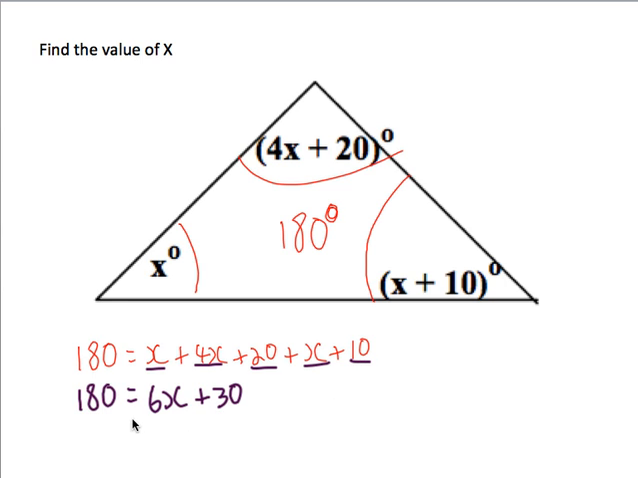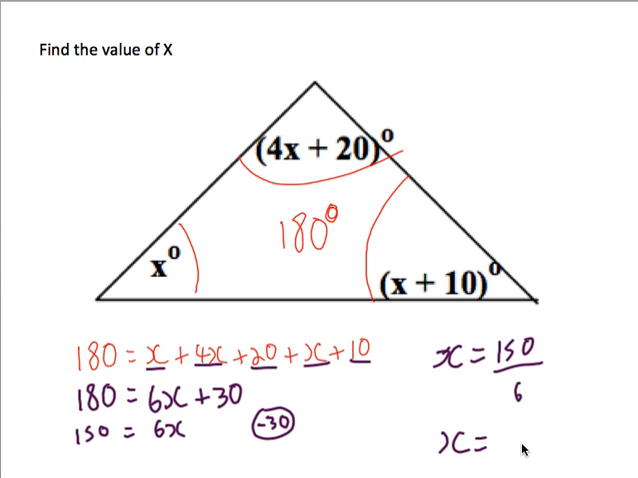So how am I going to solve this equation here? Well, I've got 30 on this side. I'm going to take away 30 from both sides. So I'm left with 150 equals 6x. How do I go from 6x down to 1x? Well, I divide by 6. So what do I have to do to the other side? Exactly the same. So x is going to be 150 divided by 6. So my answer for x equals 25 degrees.